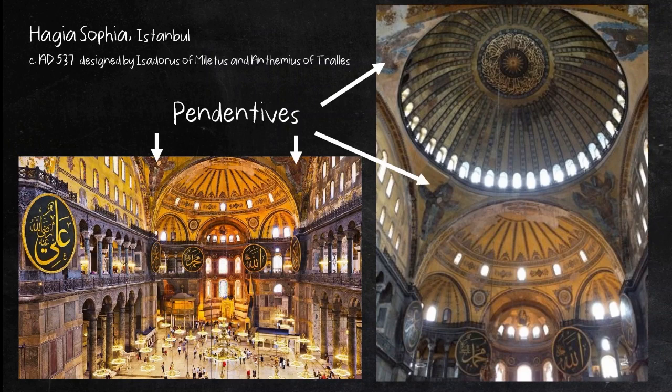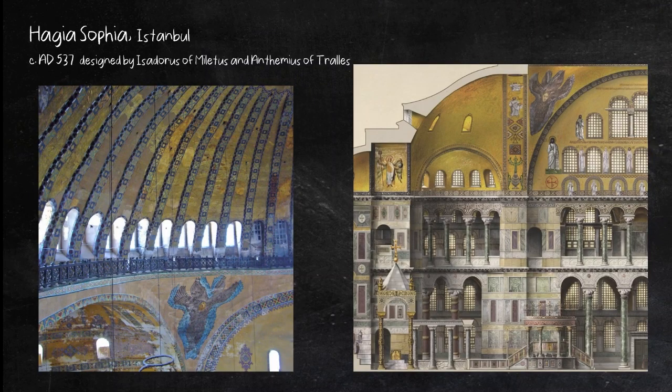Mastering this transition from round dome down into square piers was a really big deal. But Hagia Sophia's architecture is really remarkable for its reliance on arch technology everywhere throughout the whole structure. There are cascading half and quarter domes, for example, but there's also the base of a large central dome.